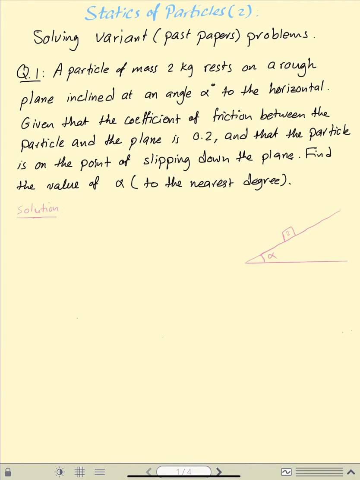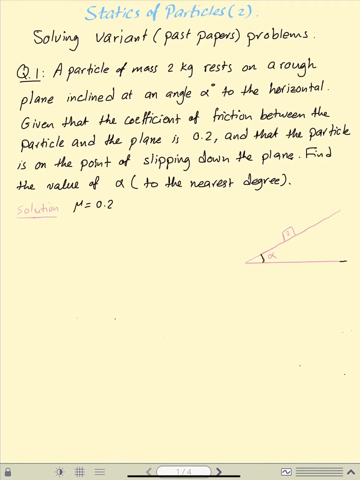First question says, a particle of mass 2 kilograms rests on a rough plane inclined at an angle alpha to the horizontal, like shown here. This is the horizontal and this is the angle alpha. Given that the coefficient of friction between the plane and the particle, mu, is 0.2. The particle is in equilibrium, or it is at rest on this plane.